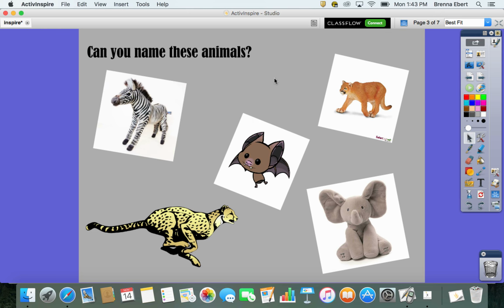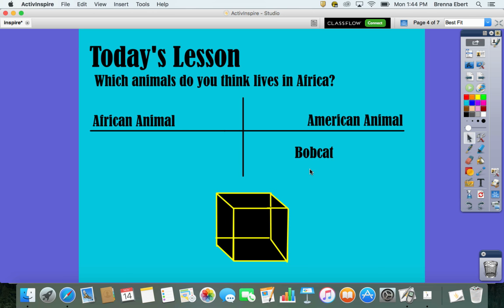Next, to warm them up to what I would be teaching them for the day, I would ask them if they could name these animals. Then next would be the actual lesson. This would again be like if they can pick out what animals they believe live in Africa.